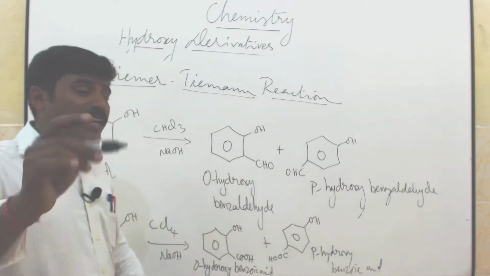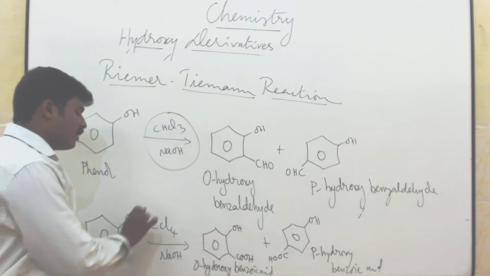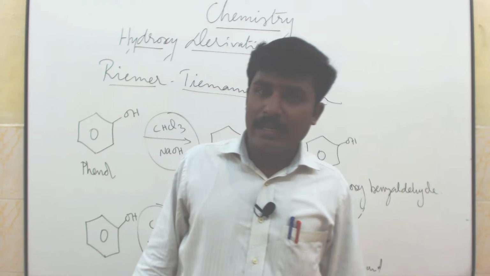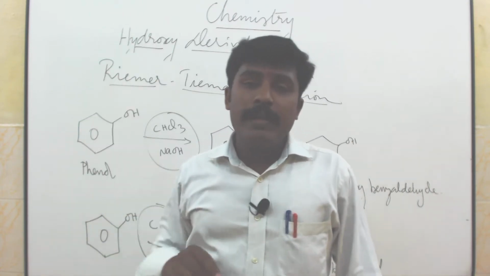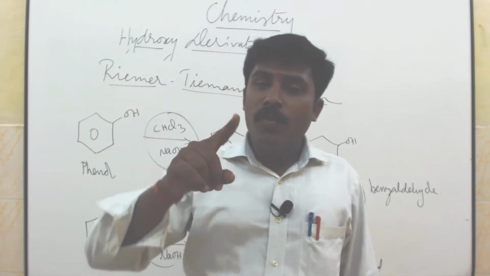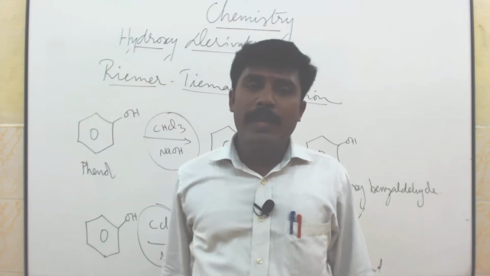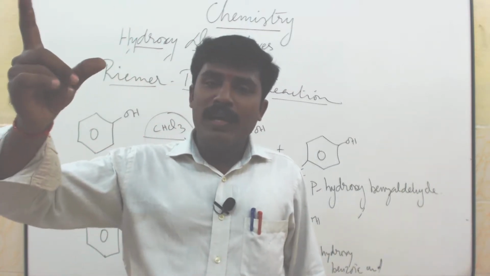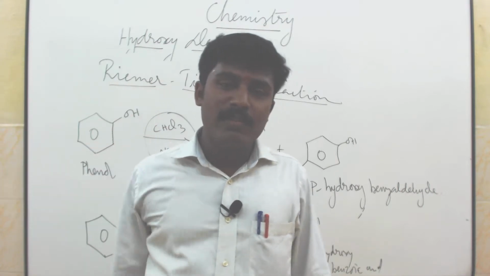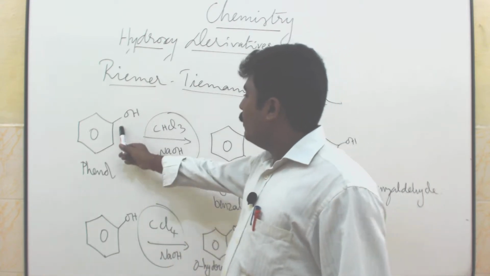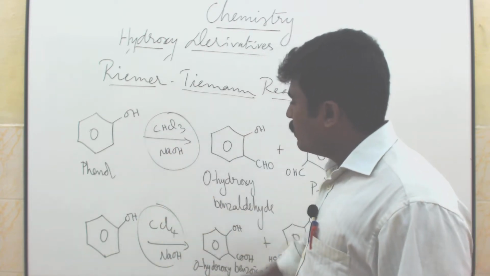So whenever you see this condition, chloroform NaOH or carbon tetrachloride NaOH, this is the Reimer-Tiemann reaction. That condition, carbon dioxide, 400 Kelvin, 4 to 7 atmosphere pressure, meaning how to remember which reaction? Kolbe reaction. Chloroform NaOH or CCl4 NaOH, that is which reaction? Reimer-Tiemann reaction. So phenol reacts with chloroform NaOH.